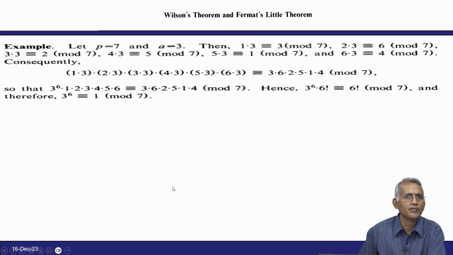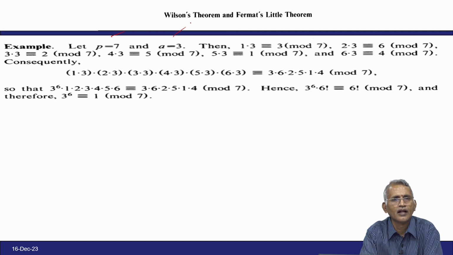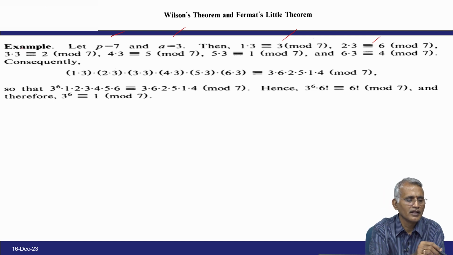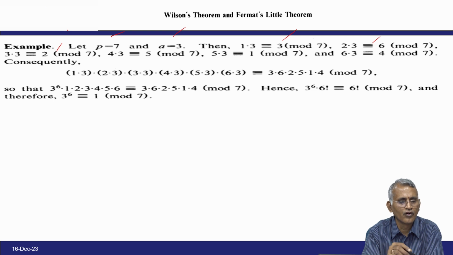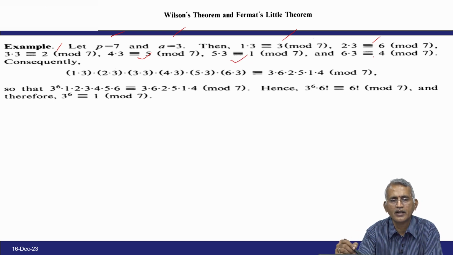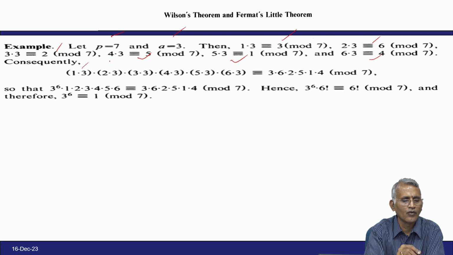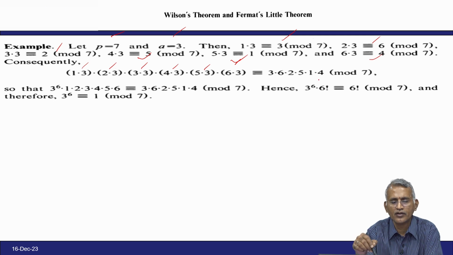For example, take p equal to 7 and a equal to 3. Then 1 into 3 is 3 under modulo 7, 2 into 3 is 6, 3 into 3 is 9 which is 2 under modulo 7, 4 into 3 is 12 which is 5, 5 into 3 is 15 which is 1, and 6 into 3 is 18 which is 4. Consequently, the pairs 1·3, 2·3, 3·3, 4·3, 5·3, 6·3 have corresponding values under modulo 7 of 3, 6, 2, 5, 1, 4.